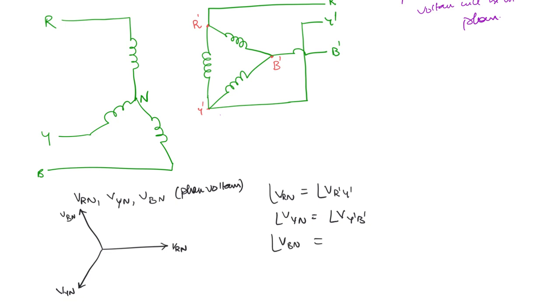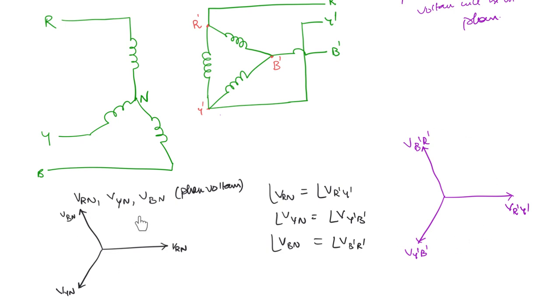VBN phase is going to be same as VB dash R dash phase. Okay. So the delta side voltages, which is the line voltage or the phase voltage, both are same for delta winding, right? So that phasor diagram is going to be like this, same as this phasor diagram. Okay. VR dash Y dash, VY dash B dash and VB dash R dash. Okay. So this is the line voltage phasor diagram on the secondary side.